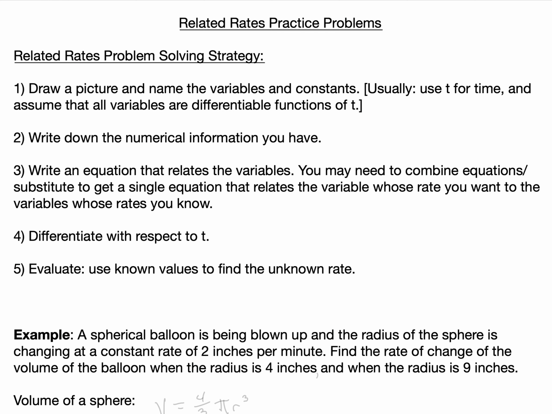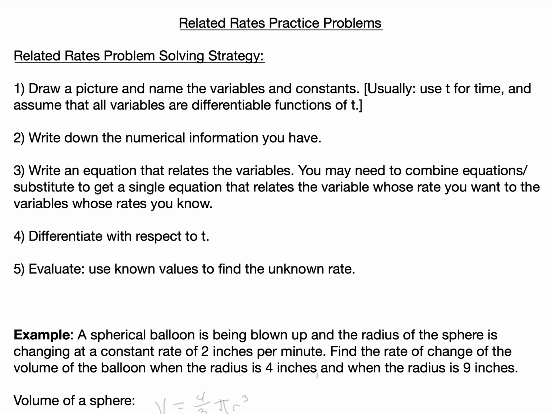In this video, we'll do some more examples of related rates problems. We saw before that we have a problem-solving strategy. We start by drawing a picture and naming the variables and constants. We write down the numerical information that we have. We write an equation that relates the variables together. We differentiate with respect to the independent variable, usually t for time. And then we evaluate. We use known values to find the unknown rate of interest.